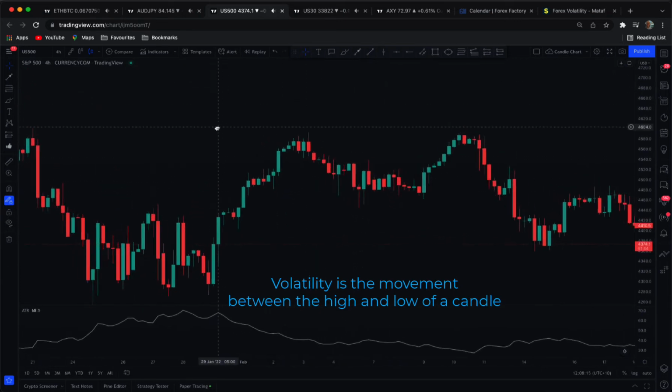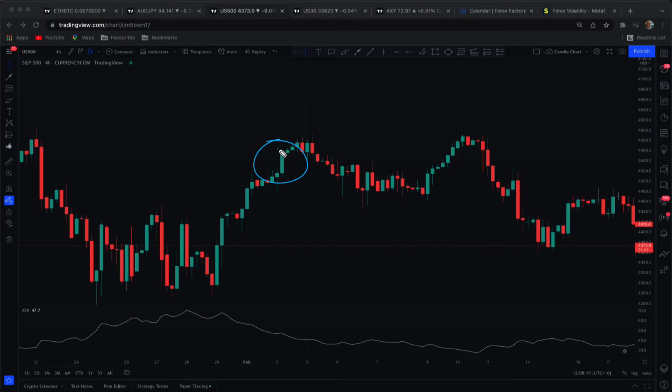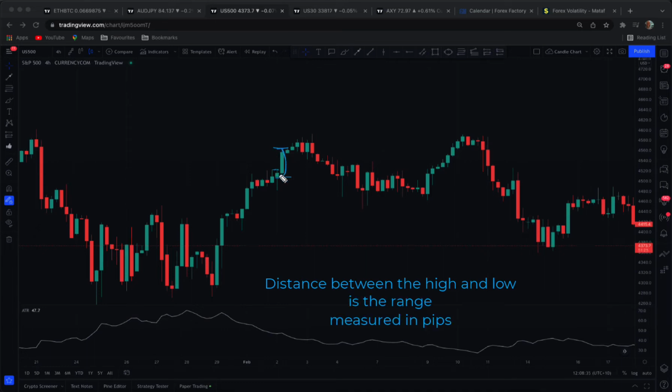So let's have a look at this candle here. We have the high and the low. The distance between the high and the low is the range of the candle, and it's measured in pips. The previous candle range is measured in pips. This one's a little bit less. So we can see the variation in the range of each candle.